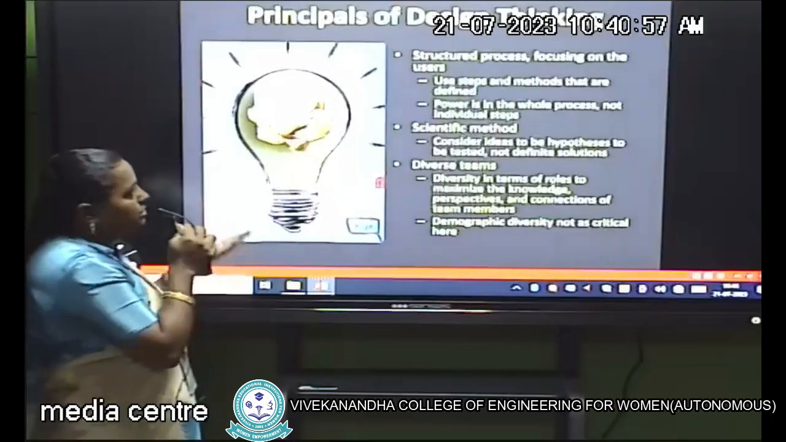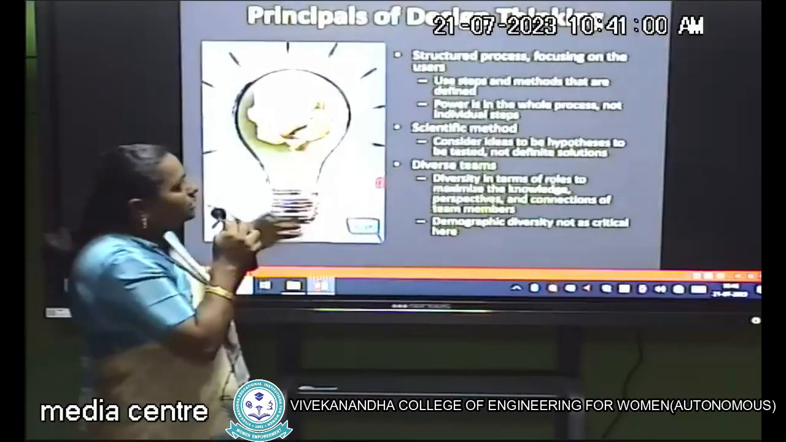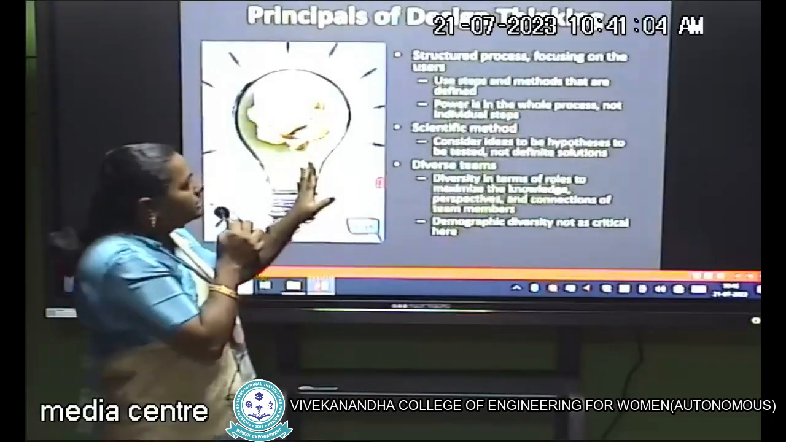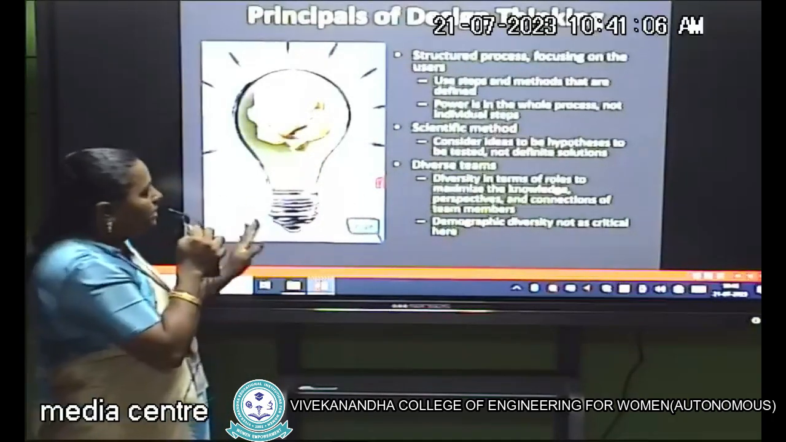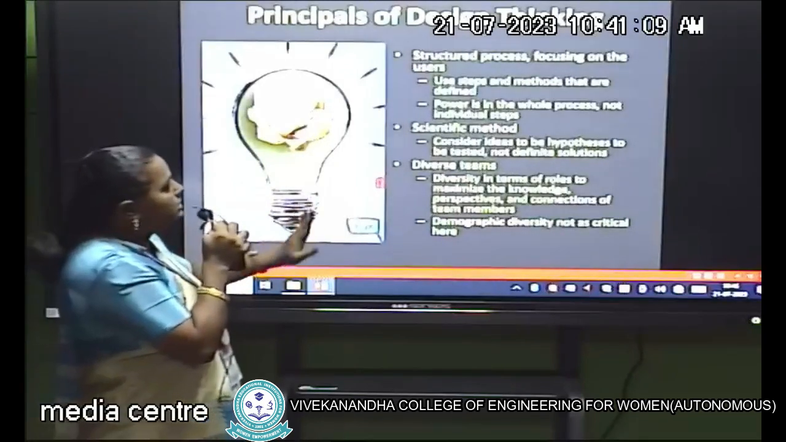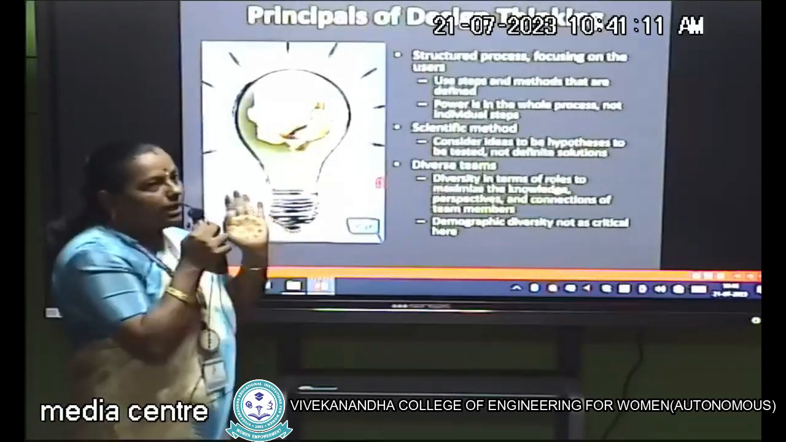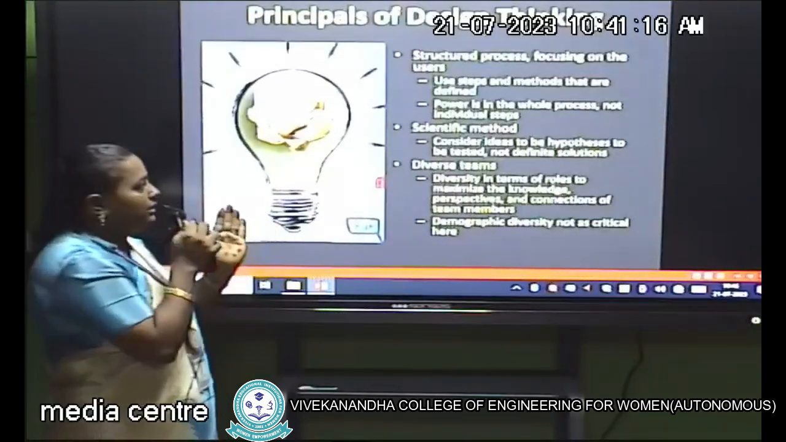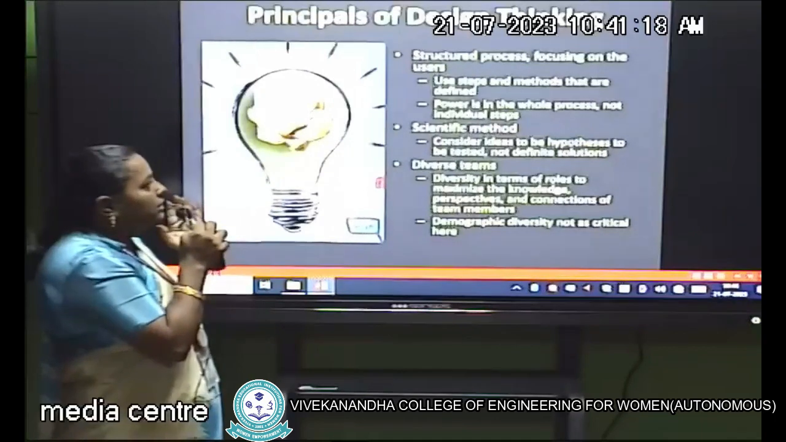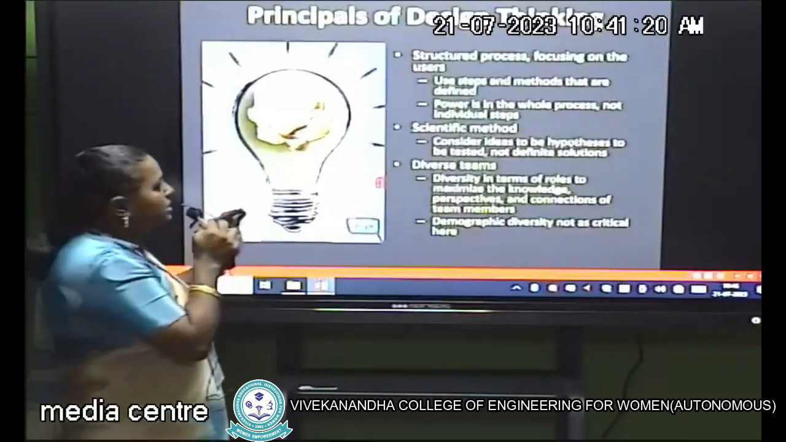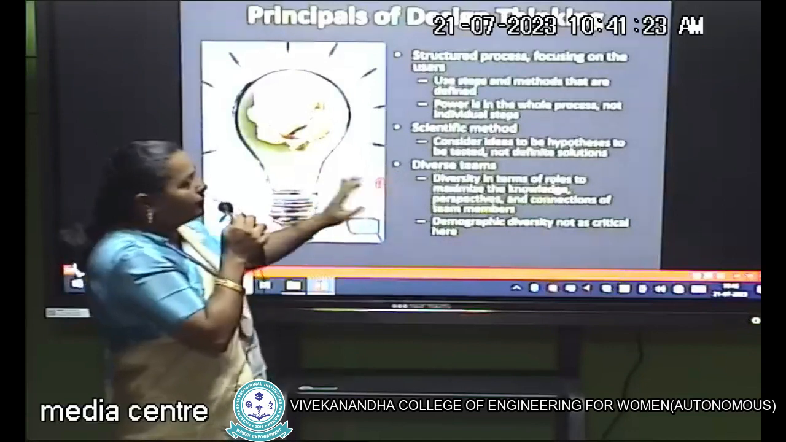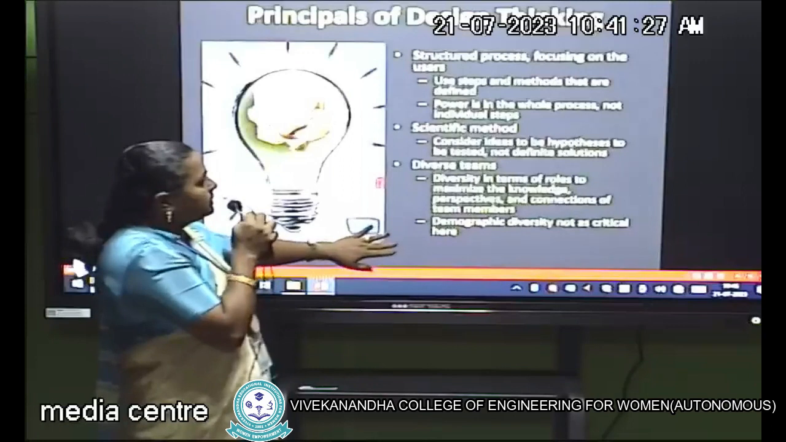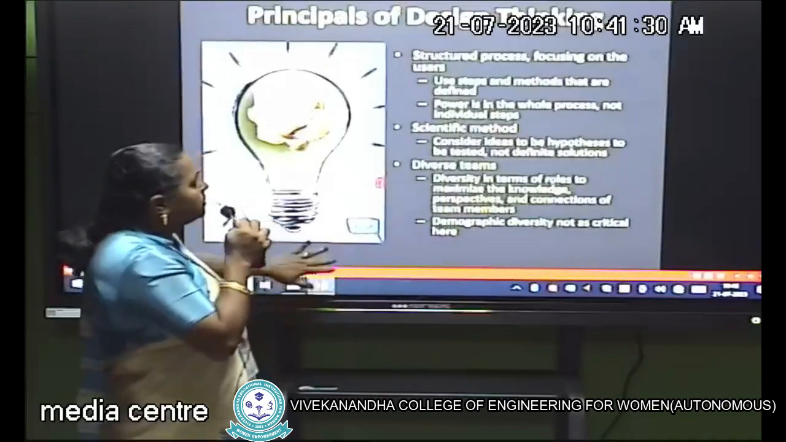And the solution is based on your structure. We use the steps and methods that are defined, and the power is in the whole process. It is not an individual step. While you are solving any type of problem, it is not a single step, it is the whole process. So keep this in mind before you find the solution. The next principle is the scientific method, and the third one is diverse teams. So these are all some principles of design thinking.